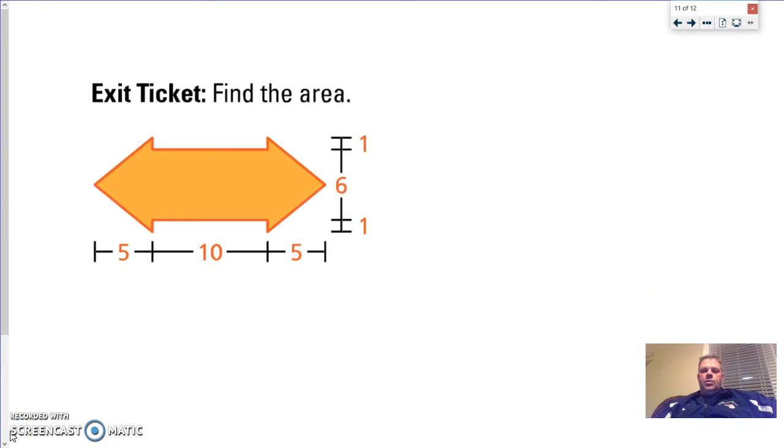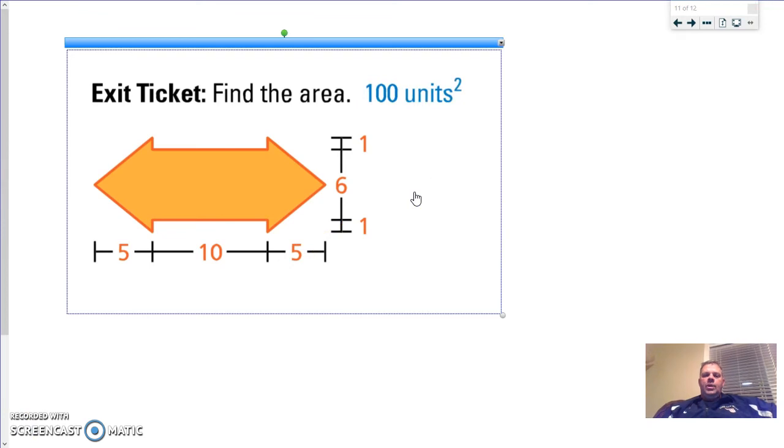This is the final example. We have a double arrow. Please see if you can find the area of this. Hopefully you were able to get 100 units.